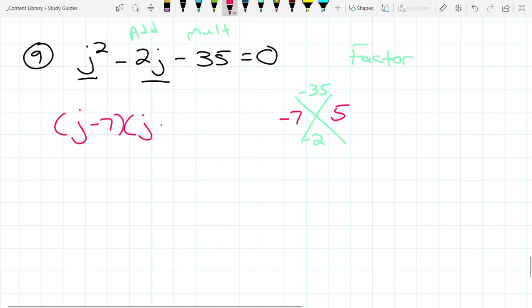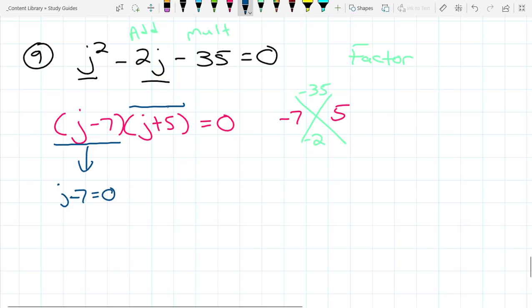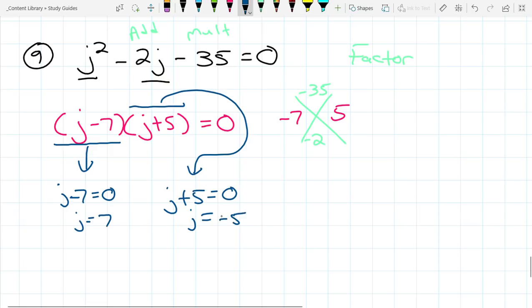That's just how we rewrite this in factored form. j minus 7 times j plus 5 is equal to 0. Now we can get the answers, because it's saying this parentheses times this parentheses is 0. So either this parentheses had to be 0, or this parentheses had to be 0. Well, now you got something you can solve. Add 7 to both sides, so you get 7. Subtract 5 from both sides, and you get negative 5.